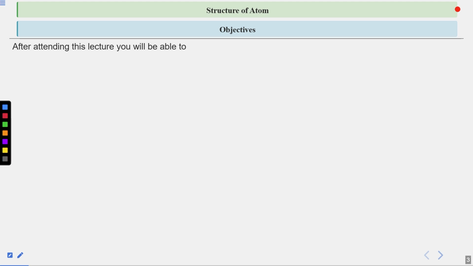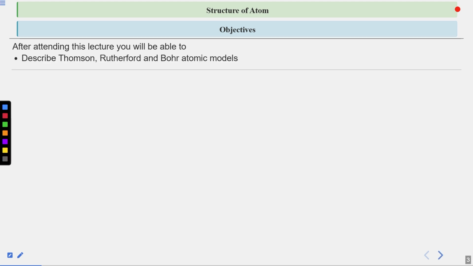So our objective will be very clear. We will be continuing with this objective, which is covering the Thomson, Rutherford, and Bohr's atomic model.